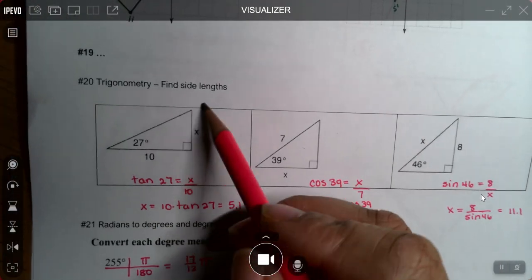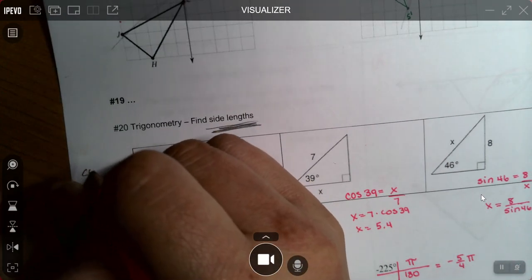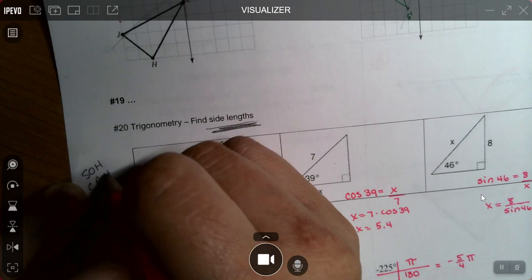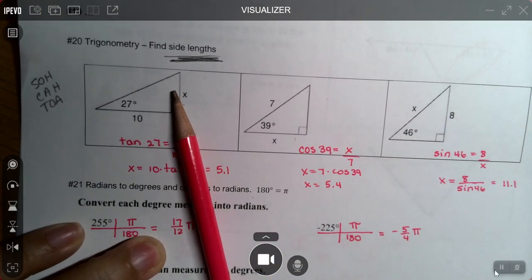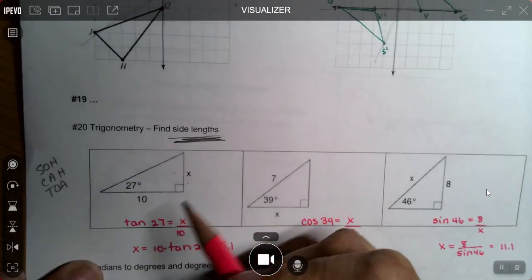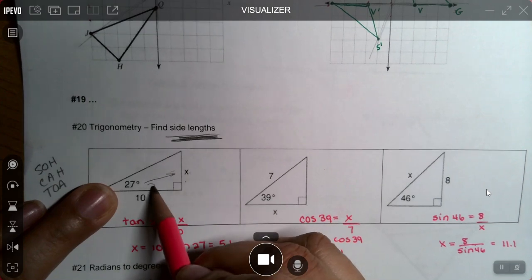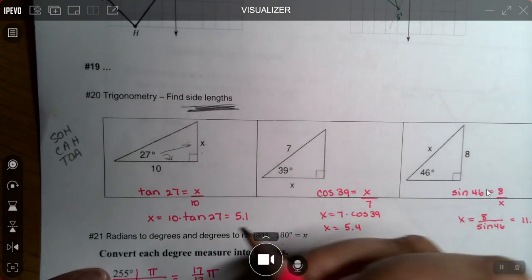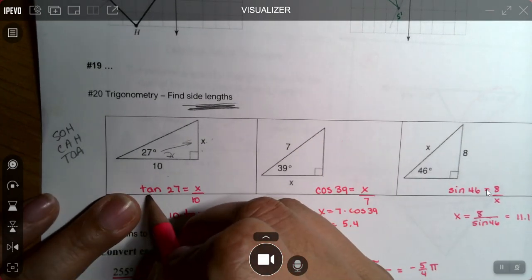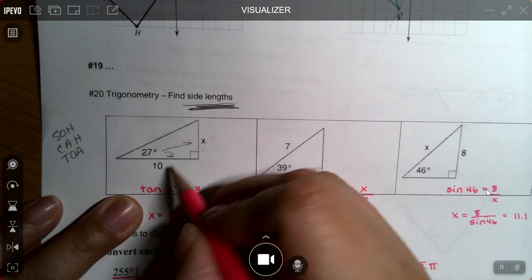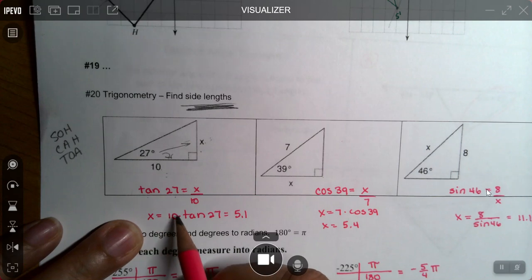All right, a little bit more trigonometry, but this one is finding side lengths. And same thing, SOHCAHTOA. All right, angle, opposite, adjacent. You need to practice identifying your angles. So because it's opposite adjacent, it's going to be tangent. So tan 27 is x over 10. And I just cross multiply. So x is equal to 10 times tan 27.